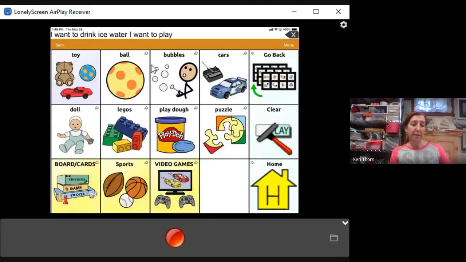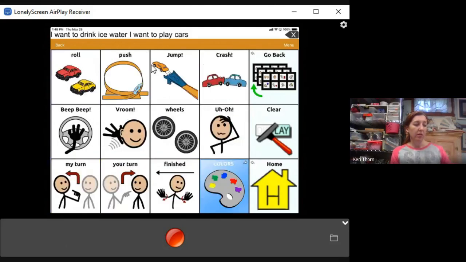So if we go to play, and now it's bringing me to toys. It's already kind of setting up those sentences for them. But one thing I do like about it a lot is that it doesn't just say, I want to play cars. It brings me to a social page. So I want to play cars, but now it's your turn, my turn, finished. You can choose the color car you want. You can make it crash. Now they're assuming that you're engaging in play with somebody else. You're not just saying, I want cars and go play by yourself. It's already kind of prompting them that they should be doing this with somebody else.